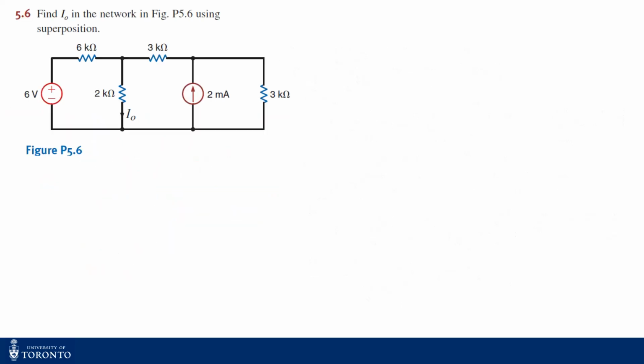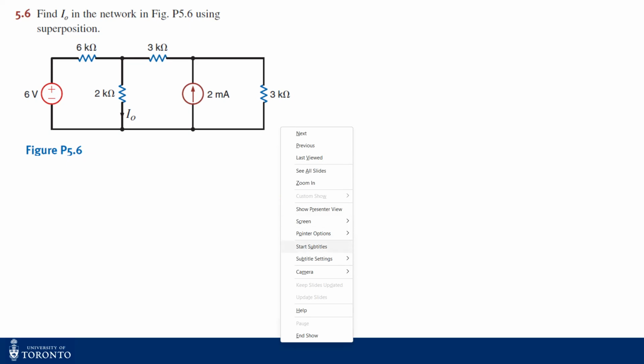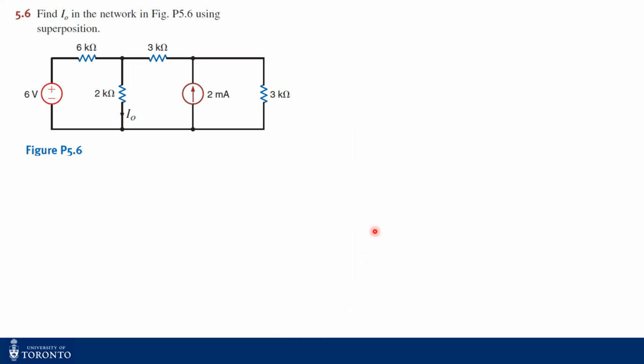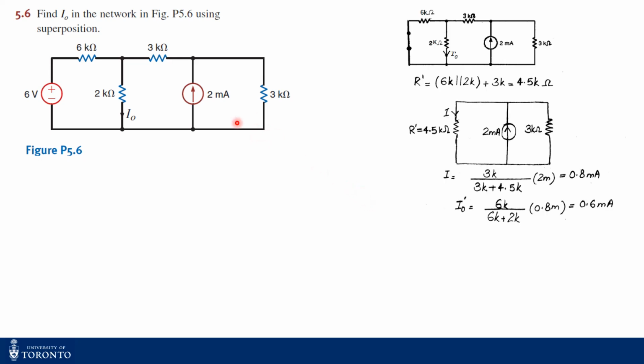Now here we see another example where we have two independent sources, one independent voltage source and one independent current source, right? Now, when we apply superposition, at first what we do is that we find out the contribution from this 2 milliampere current source. So we turn off this voltage source, and turning it off means it is a short circuit, and the equivalent circuit is this one. We have to find I naught, right?